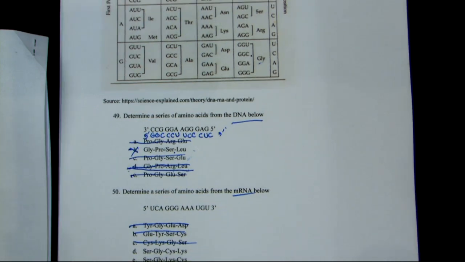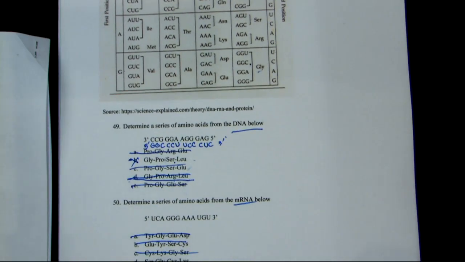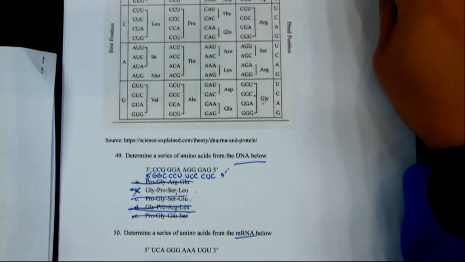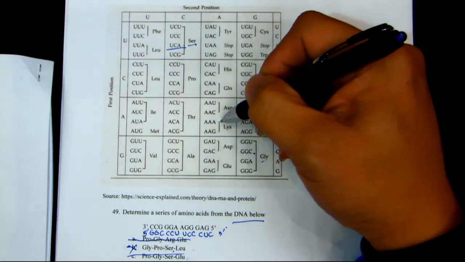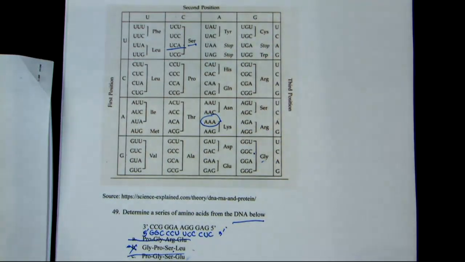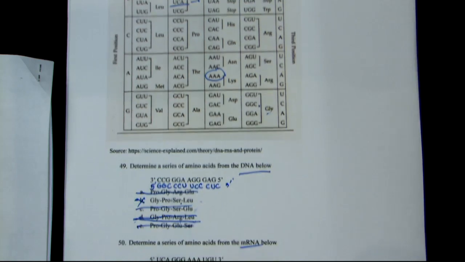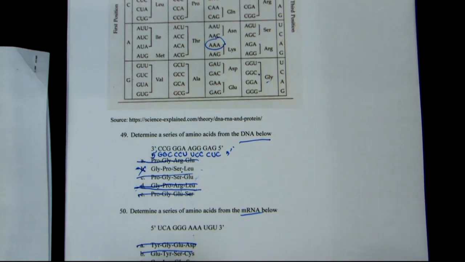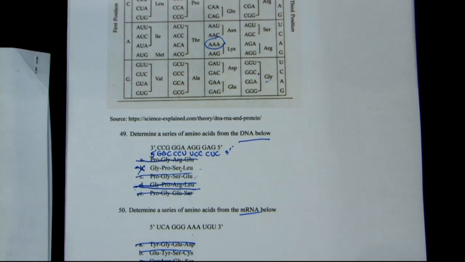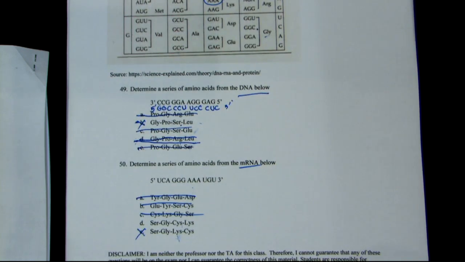So what's the difference with this one now? The third one is different. So we can look at AAA. Where's AAA? AAA here is Lys. So the answer to this one is E, Lys.